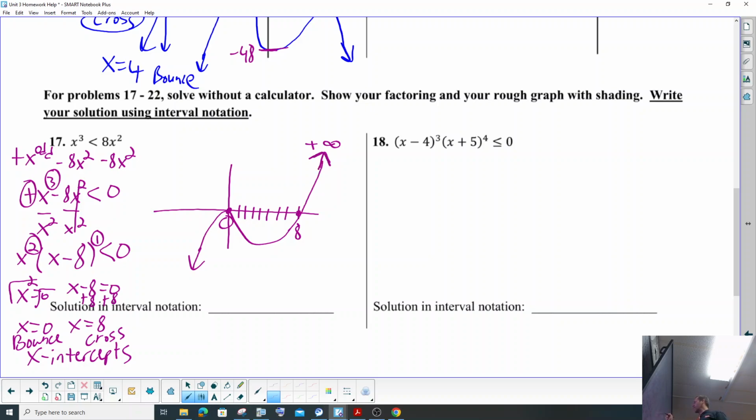And so now we look at the inequality and see what it's looking for. Okay, so then, what's our inequality say? So our inequality says less than 0, right? So what is less than 0?